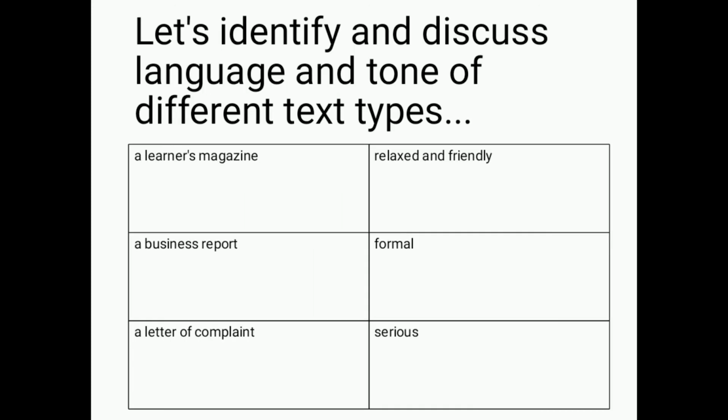Let's look at the language and tone of different text types. A learner's magazine is usually relaxed and friendly. A business report is formal. A letter of complaint is serious.